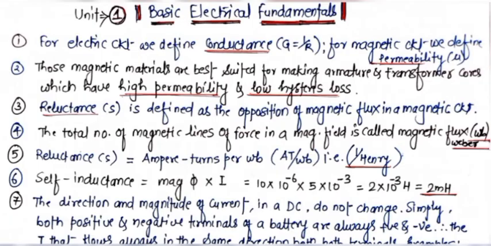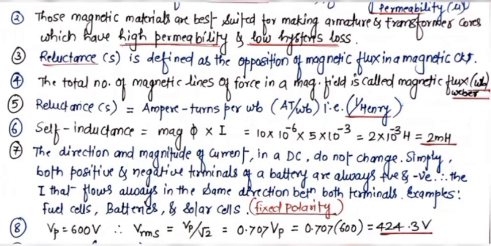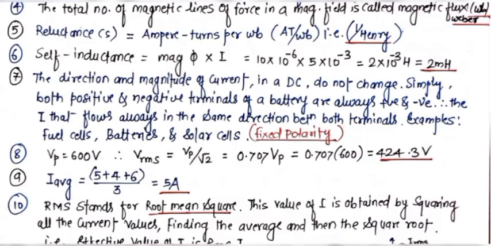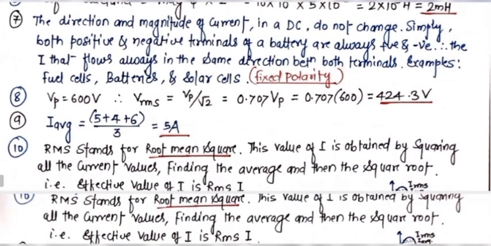The direction of current in DC and the magnitude of current in DC do not change. Simply, the positive and negative terminals of a battery are always positive and negative. Therefore, the current always flows in the same direction between both terminals. For example, fuel cells, batteries, and solar cells. This is due to fixed polarity.